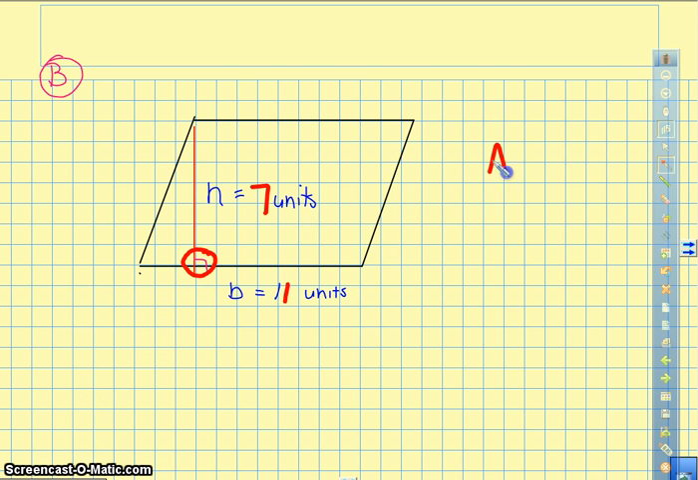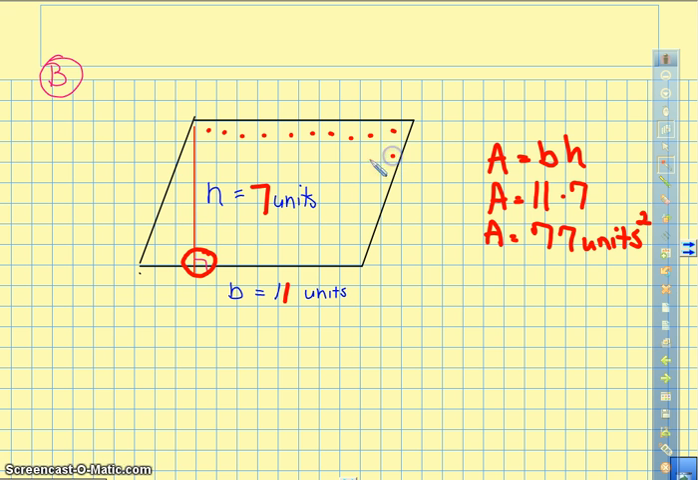You're looking for that 90-degree angle. Okay, so the area is base times height. My base is 11. My height is 7. So 11 times 7 is 77. And I do not have centimeters or inches. It's just units squared. Okay, it still has to be square units. And actually you can see all the little squares that this is made up of when you look at it on a grid like this.